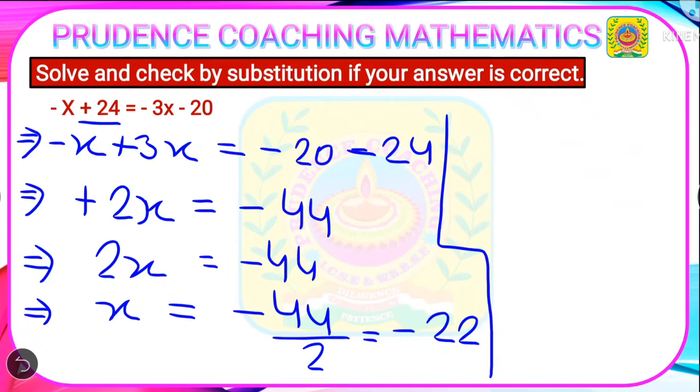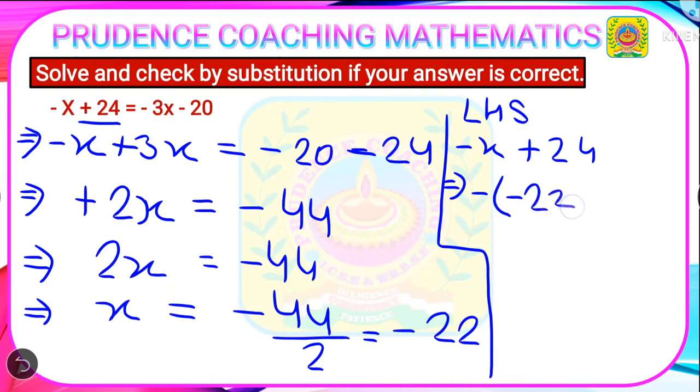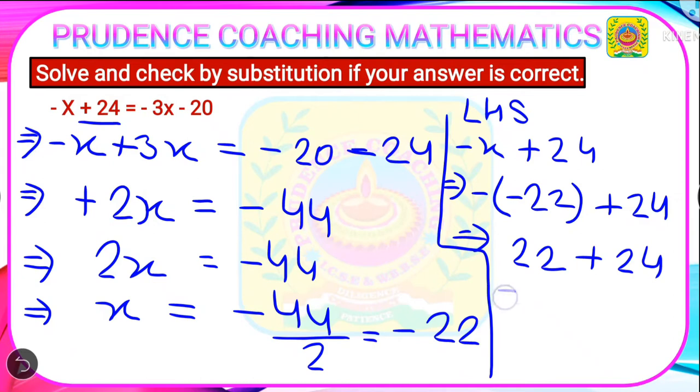Now we need to check whether LHS is equal to RHS or not. So we will write LHS, that is minus x plus 24, and the value of x is minus 22. We already have a minus, so we will get minus of minus 22 plus 24. As you can see, minus and minus, if we multiply, it will become plus 22, and we have plus 24. If we add, we will get 46. So our LHS is 46.